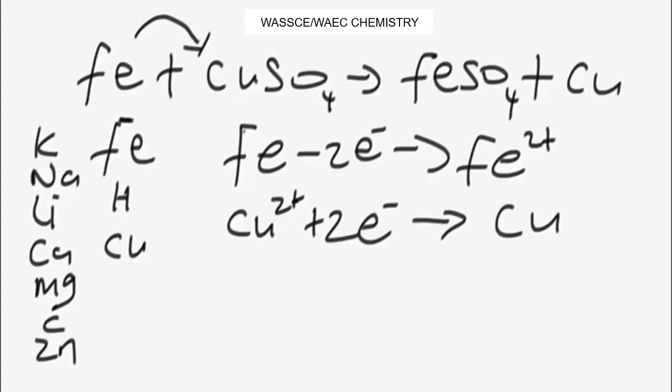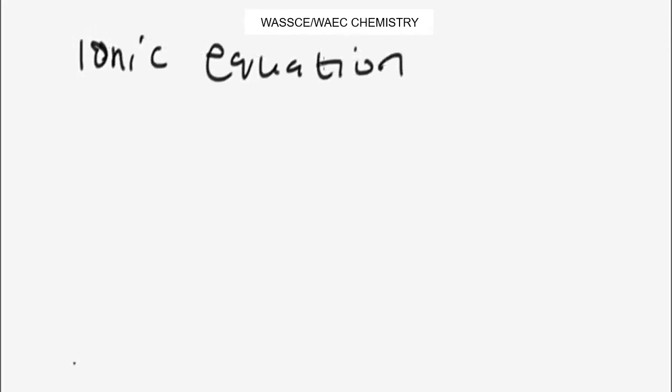Very important. Let's look at how to write an ionic equation. Let's wipe this. Okay, so we're looking at the ionic equation. How to write an ionic equation. Now note that in an ionic equation, only the particles that react and the products they form are shown.